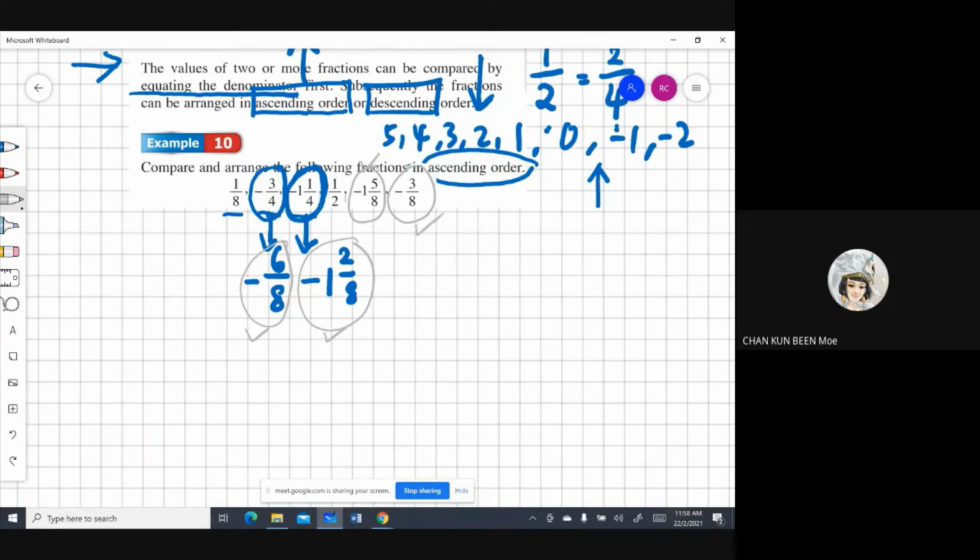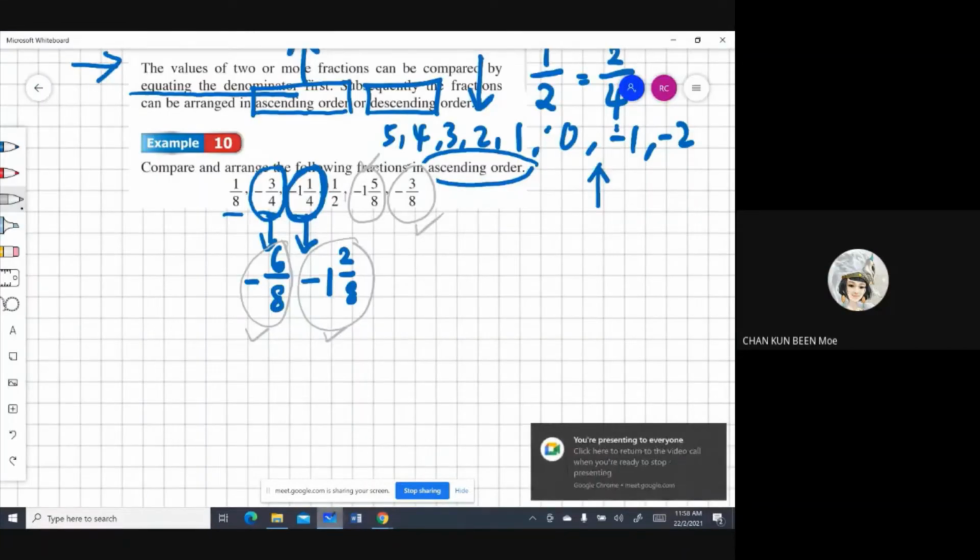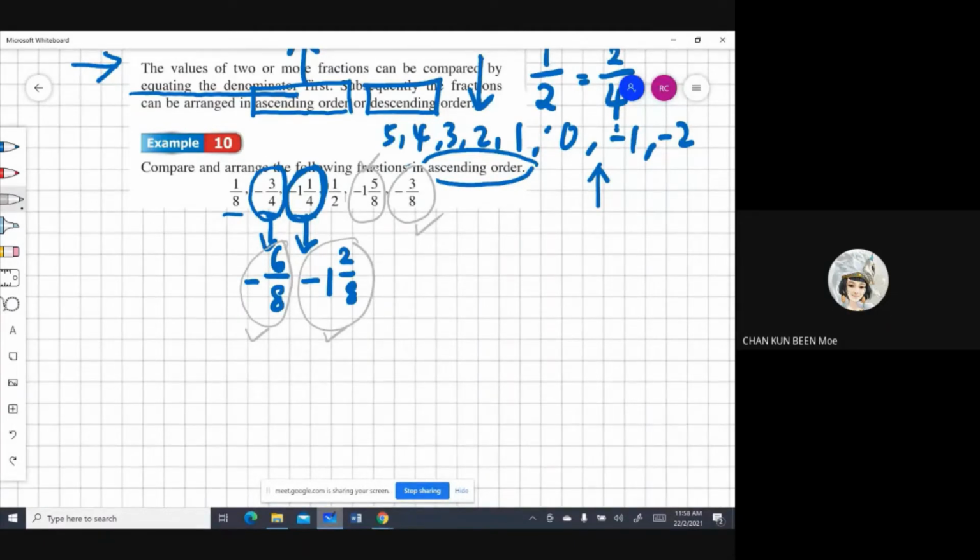Can you tell me which one is the smallest one? Muhammad Haris Aldan, are you there? Yes. Okay, Muhammad Haris, can you tell me which one is the smallest fraction here? Do you know how to compare?